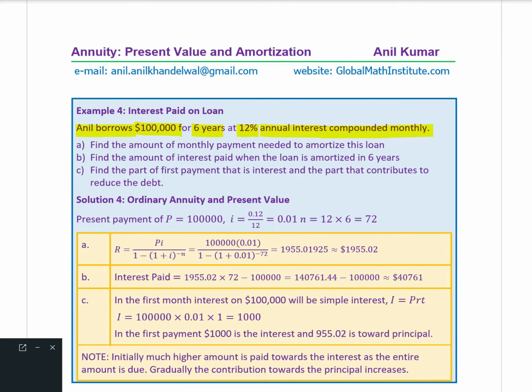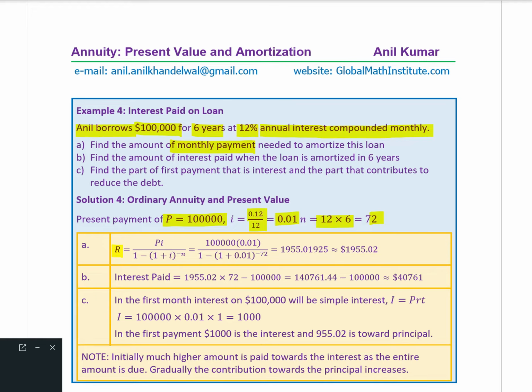So let's begin with the question. So here we know present value is 100,000. Interest rate decimal equivalent is 0.12 divided by 12, which is 0.01. N, the number of compounding periods will be 12 into 6, right? 12 months, 6 years, 72. Okay. First, find the amount of monthly payments. So we need to find the monthly payments needed to amortize this amount.